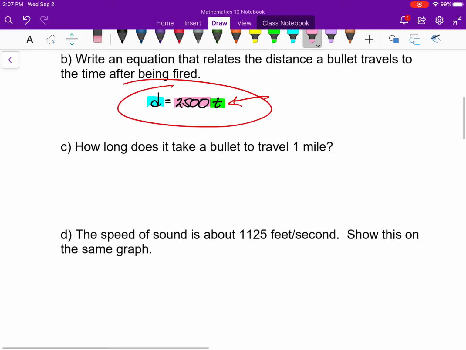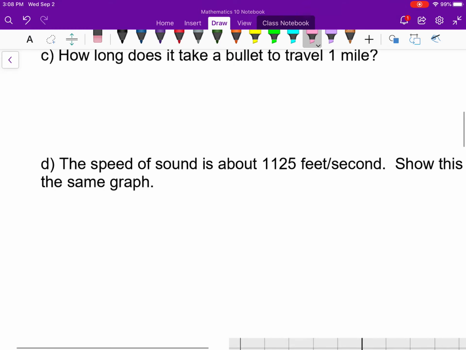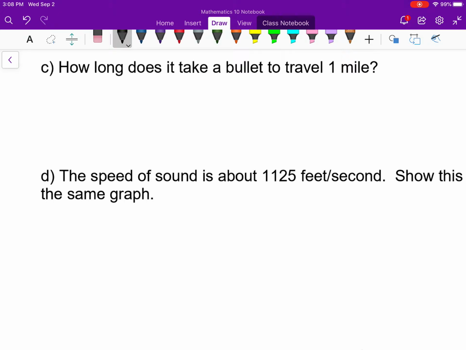That's it. How long does it take a bullet to travel 1 mile? Well, this question right now is not fair until I tell you how many feet are in a mile. I don't expect you to know that, but I will now tell you. There are 5,280 feet in 1 mile. Okay? The imperial system doesn't have nice round clean numbers like the metric system. So 1 mile is 5,280 feet.